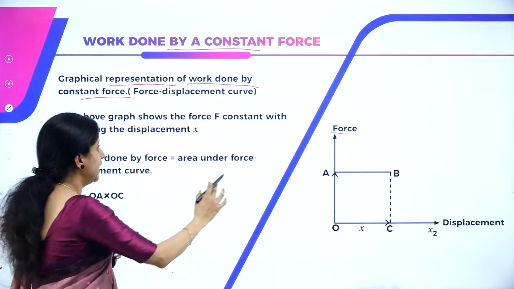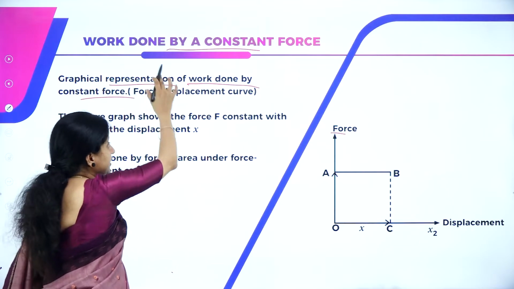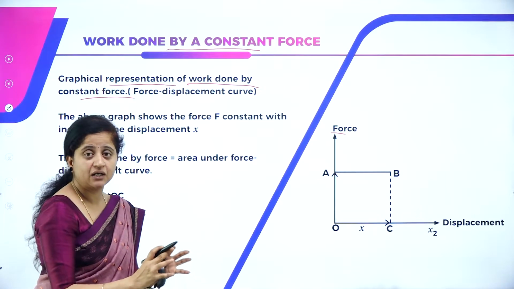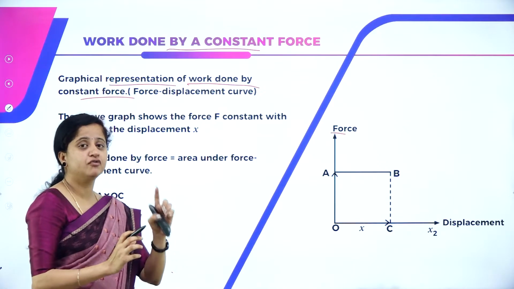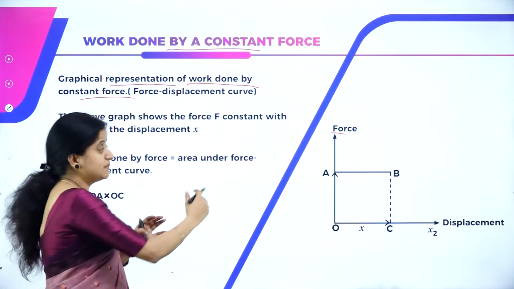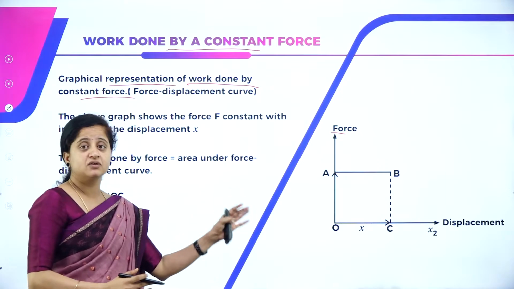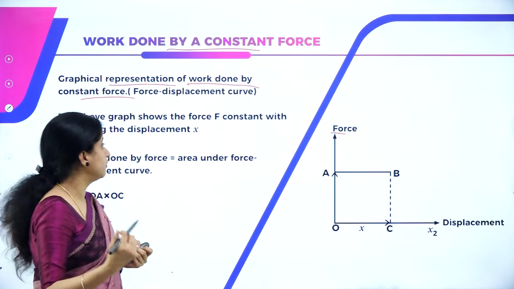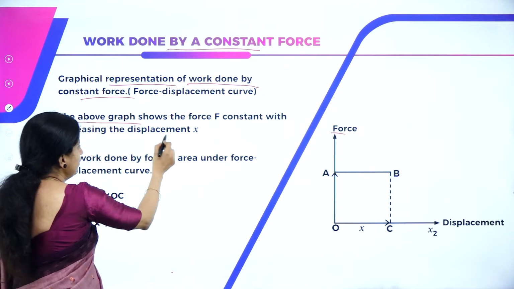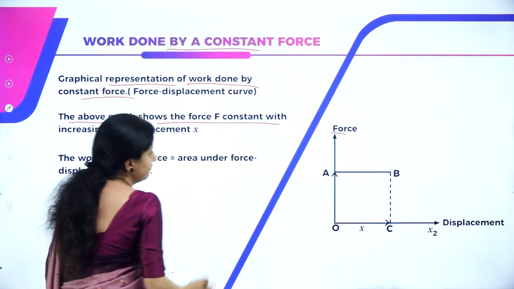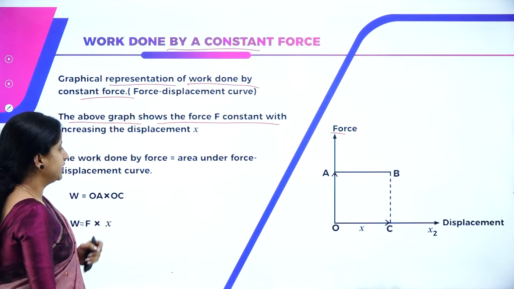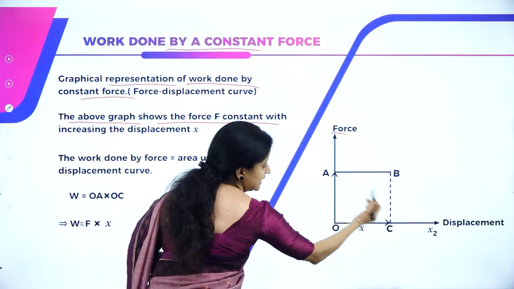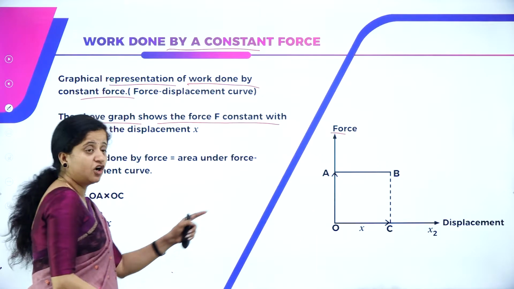Here we are understanding the work done by constant force, because work done can be calculated by considering the product of force and displacement. Displacement is happening but the force is remaining constant, and for this we are now going to write the expression for work done. The above graph shows the force F constant with the increase in displacement. You can observe here the displacement is increasing but the force remains constant.